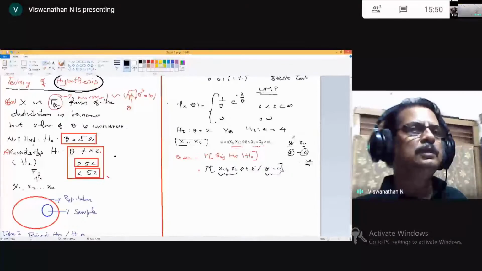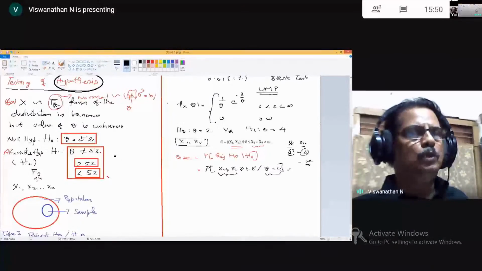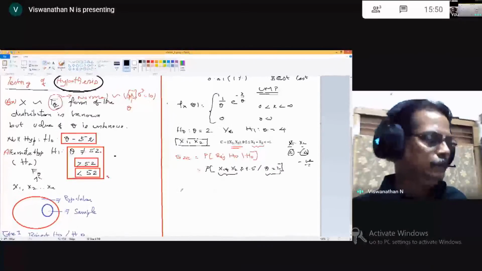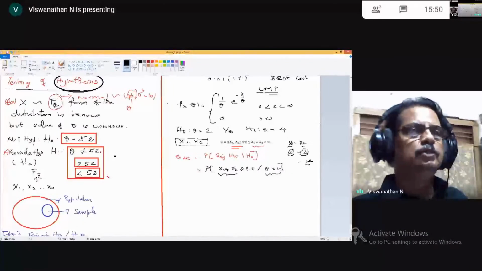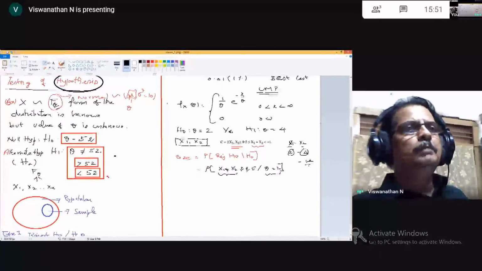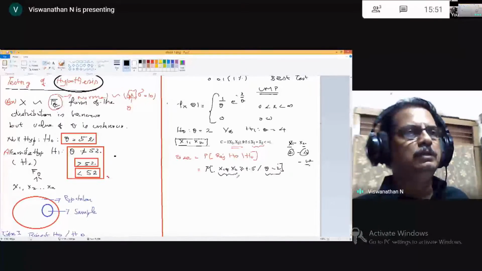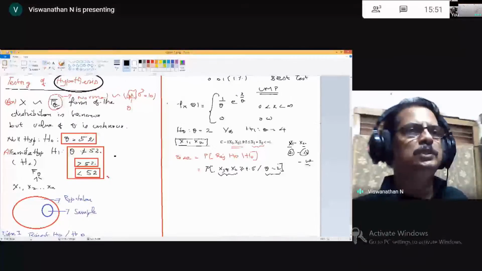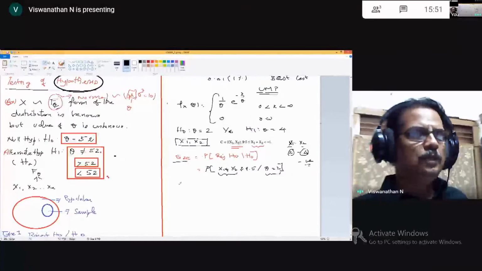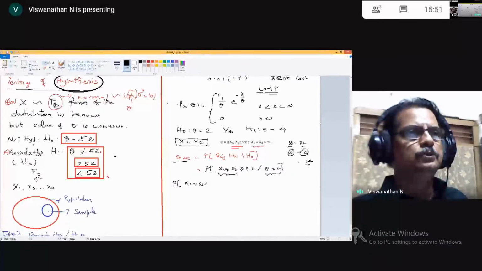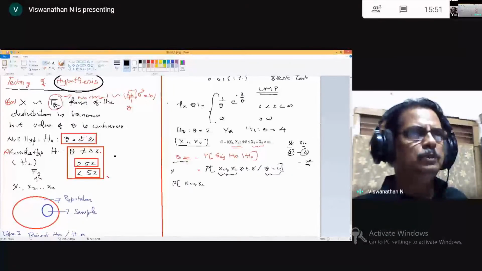So the transformation technique that we used in our previous class will not work here. So we will adopt a different technique. We will find the distribution function of x1 plus x2. Once we find it, we will differentiate that function, get the density, and use that density to get the size. So let me start with the distribution function of x1 plus x2. I will call this y. So y is equal to x1 plus x2, and this is less than or equal to small y. This is what I want.